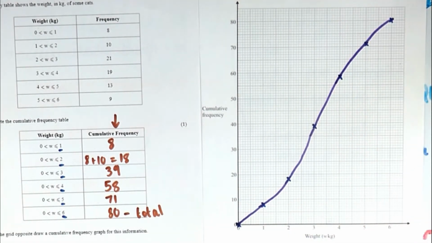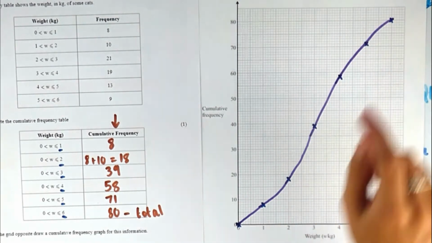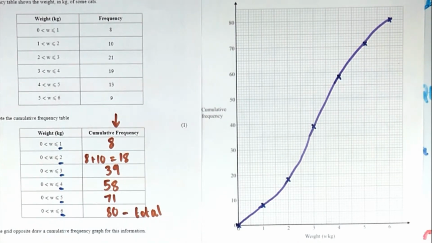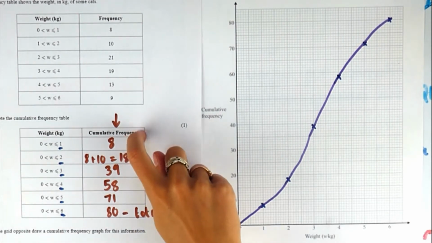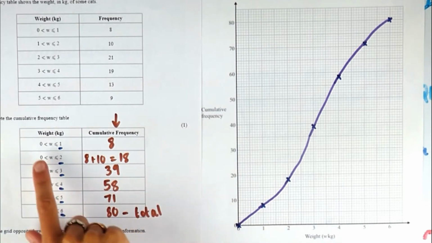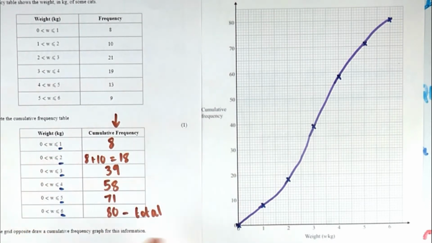So there we have your cumulative frequency graph. Because you keep adding things, it never goes down. It's always going to keep going up and up and up. So the important points here: make a cumulative frequency column where you just add them up, and also plot at the end of each section.